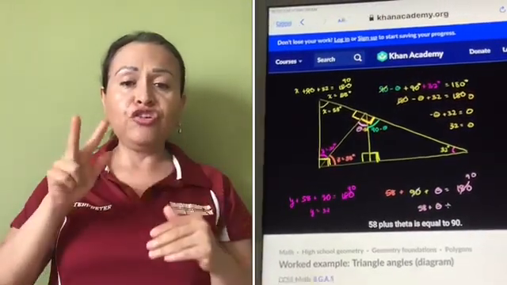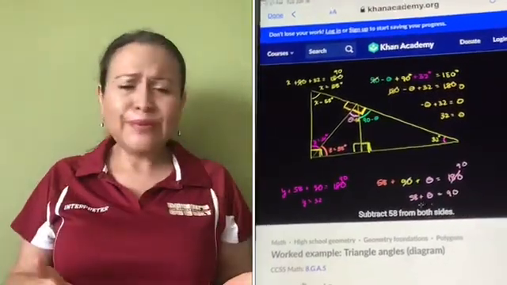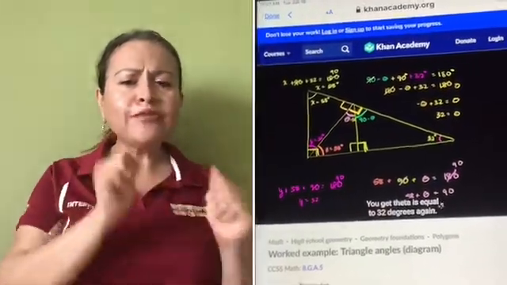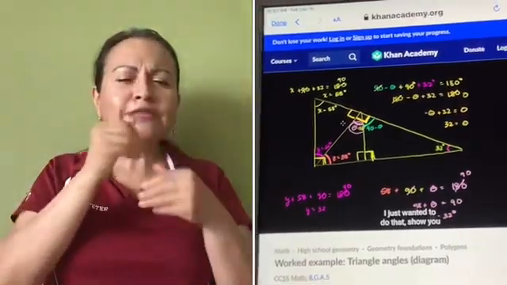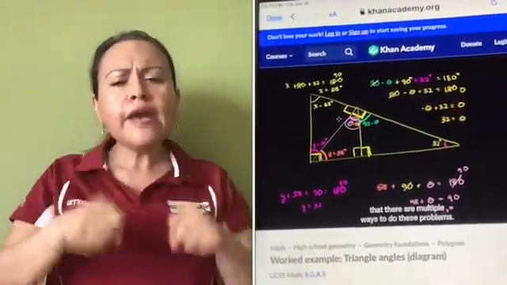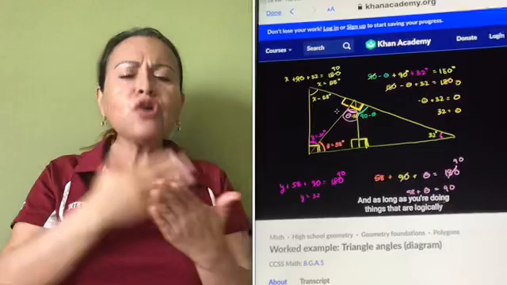And so we got the same answer. I just wanted to do that to show you that there are multiple ways to do these problems. And as long as you're doing things that are logically consistent, you're making assumptions that you can make and then logically deducing step by step, there's multiple ways to get that right answer.